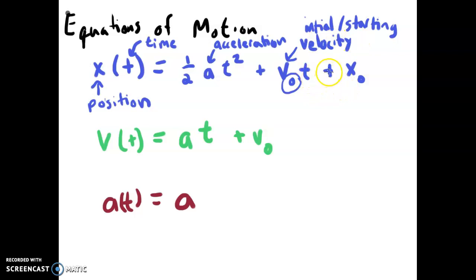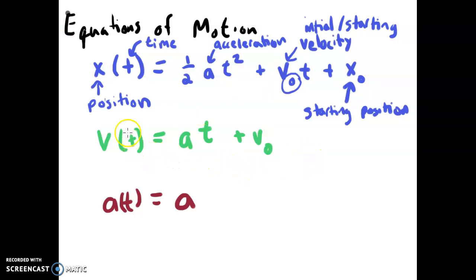T is again time. This is a plus sign. And then we have x naught, which we should be able to figure out. X is position. Naught just tells us that it's the starting, so let's write starting position. Okay. And we're going to keep going.